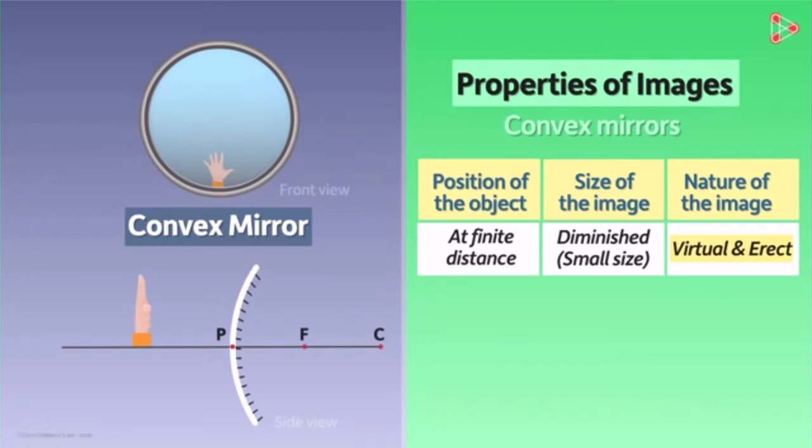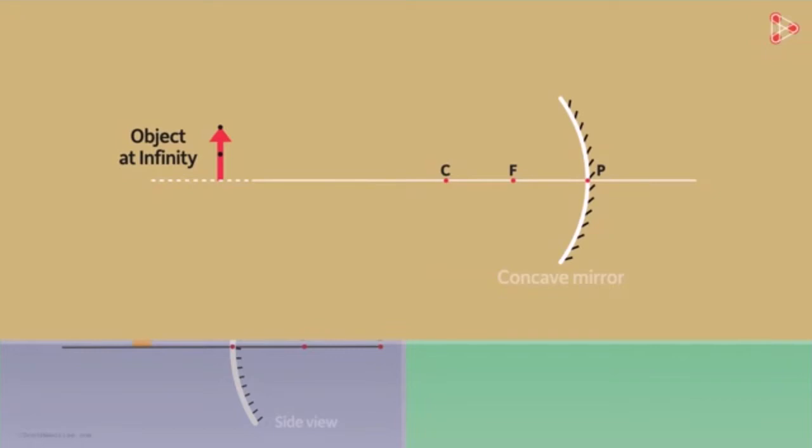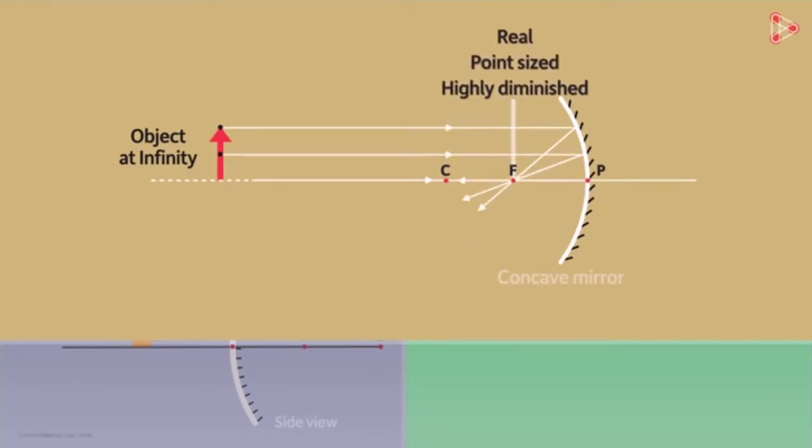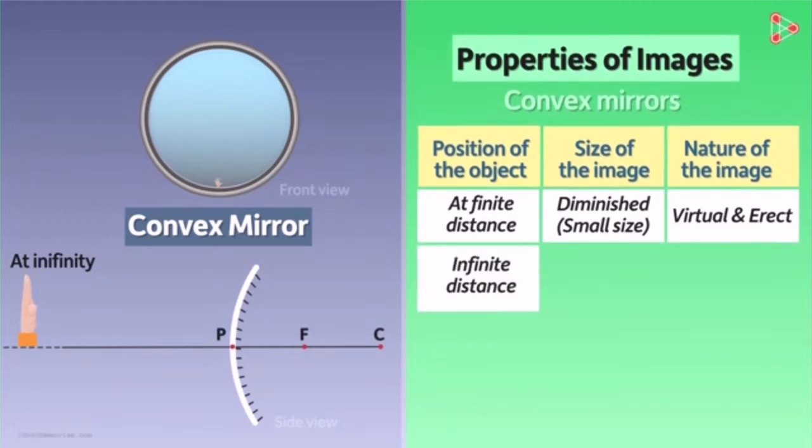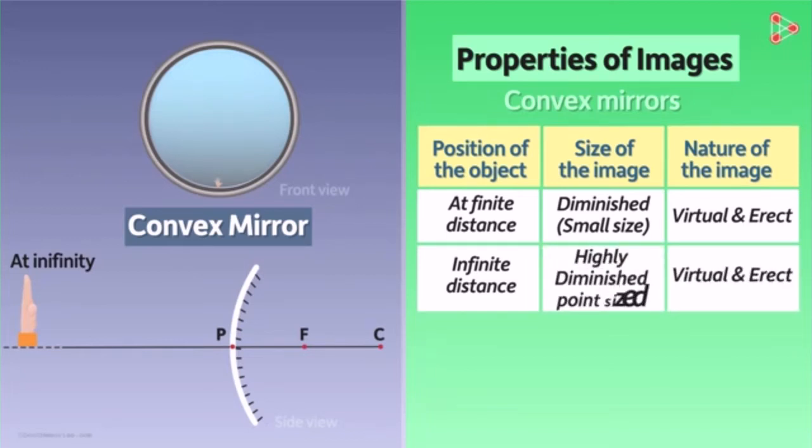You know what's coming next, don't you? Yes. What if the object is infinitely far away? Well, in the case of a concave mirror, when the object was infinitely far away, the image was formed at a single point. It was real, point-sized and a highly diminished image. Point-sized means that the whole image of the object is formed at a single point. Here too, the same thing happens. The image formed is indeed point-sized. But here, the image is a virtual image. So when the object is kept at infinity, the image formed is virtual, point-sized and highly diminished.